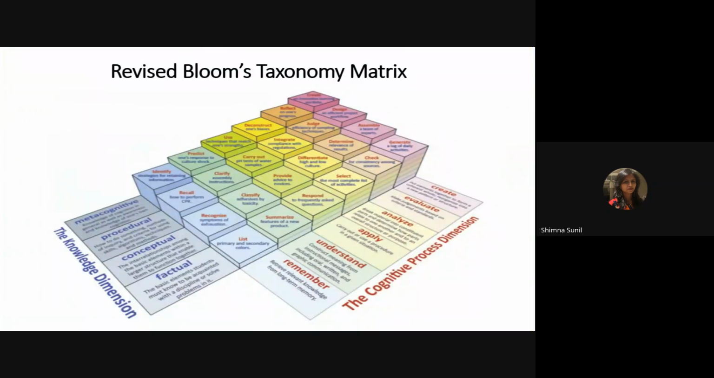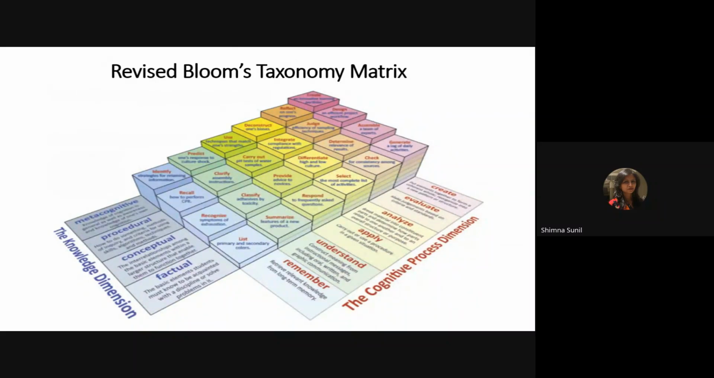Yes. So now, here is where things get interesting, and this is something called the revised Bloom's taxonomy matrix. Now, have you seen something of this kind, friends? Yes or no in the chat box? Oh, somebody has seen already. That's great. That's nice. So it is easy for me to explain what this means.